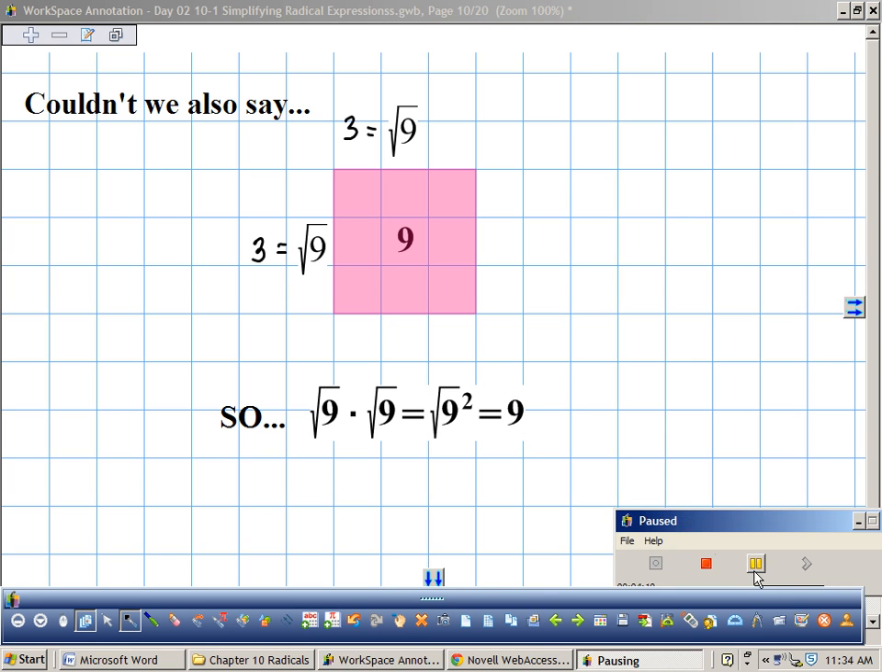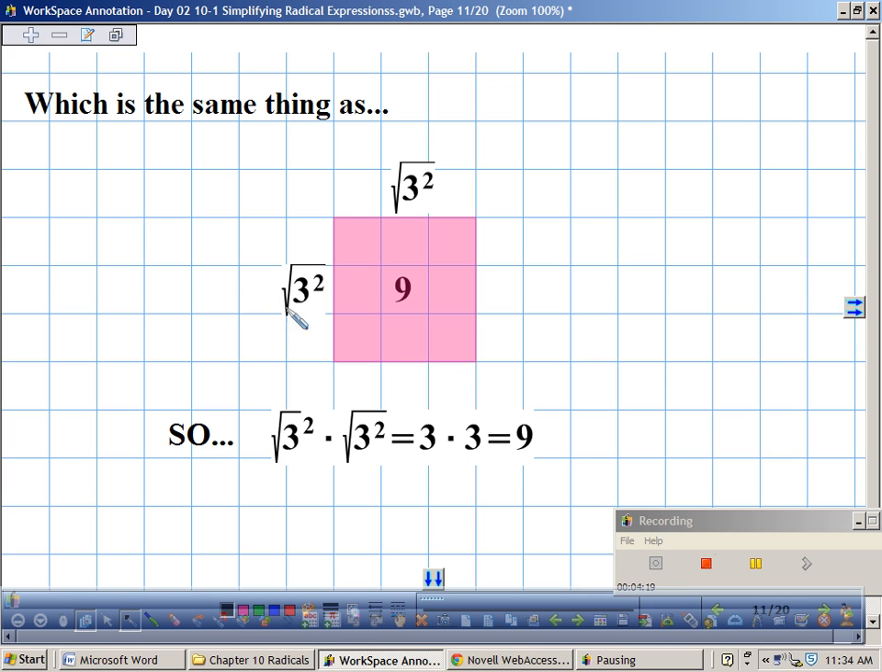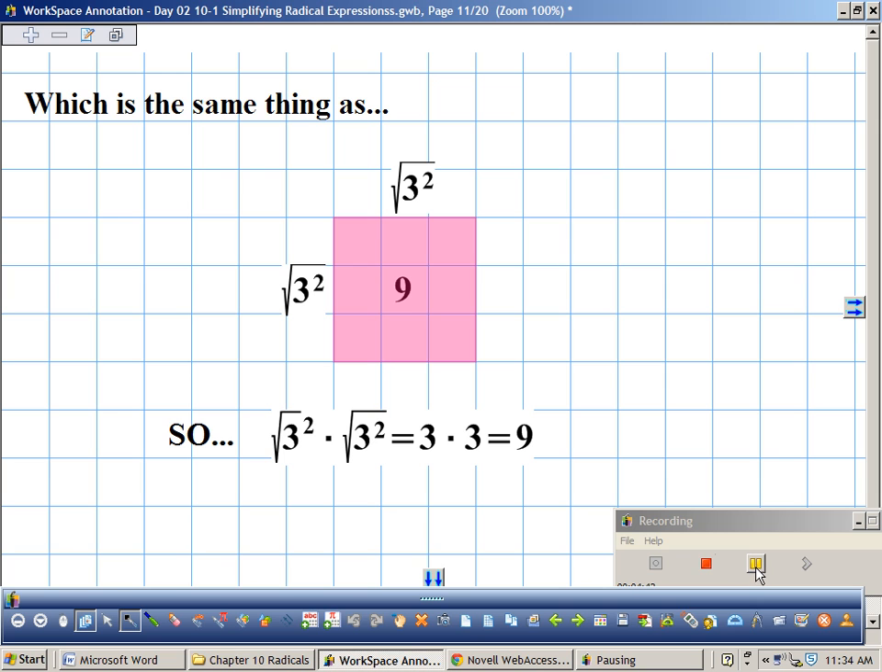Make sure you have that down. Let's look at one other approach. So does this mean the same thing? The square root of 3 squared times the square root of 3 squared equals 9? Because these are inverses of each other. So we get 3 times 3 equals 9. So I just showed you 3 different ways to write the same exact thing using square roots. I would make sure you have that written down.